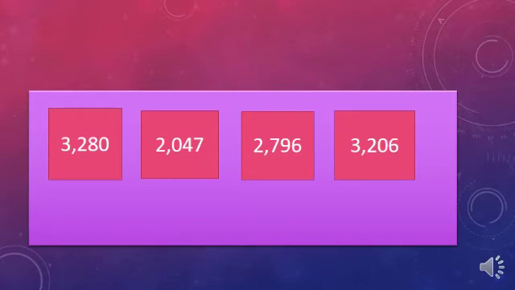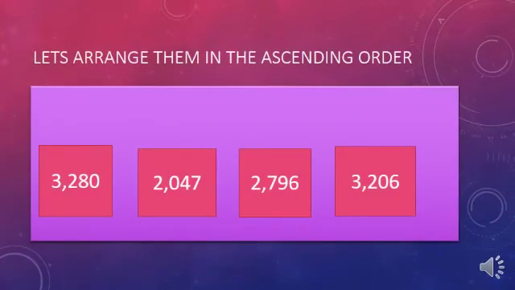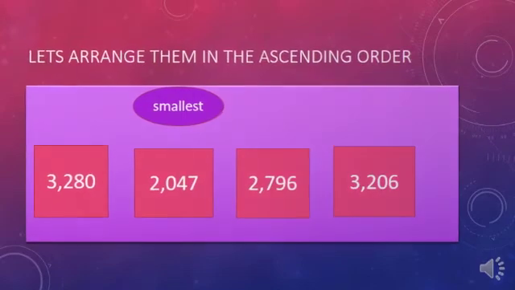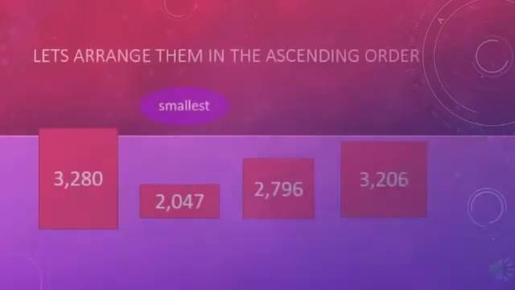Just check out which number is the smallest one here. Can you tell me? Again you have to compare, like on the thousands place which number is there, then go for the next number. Correct. The smallest number is 2047. Very good. Now we'll search for the greatest number.